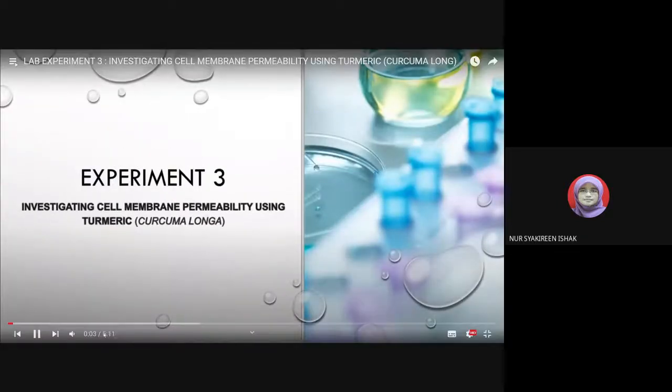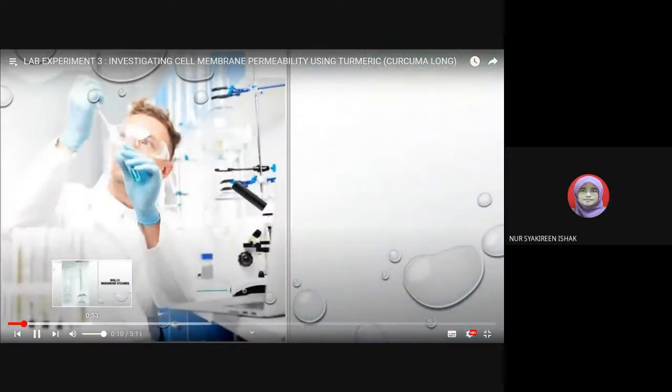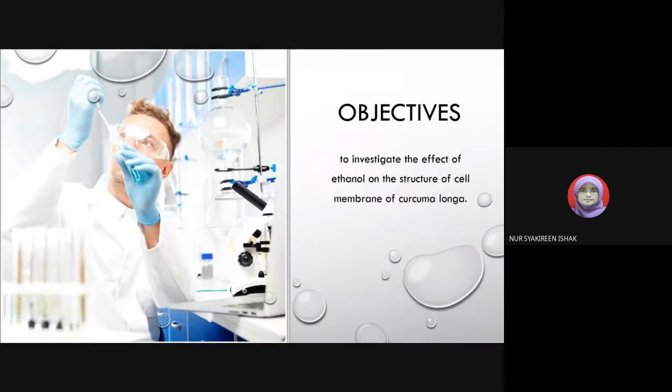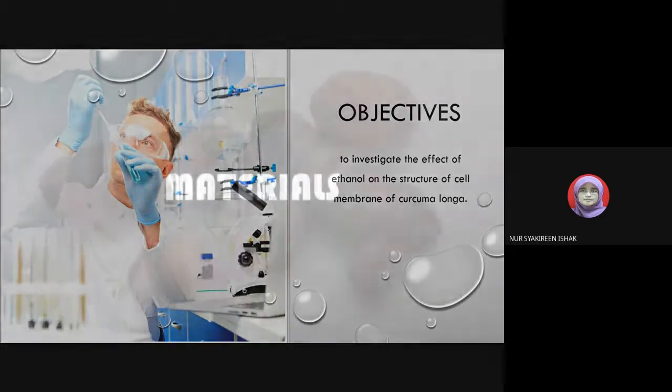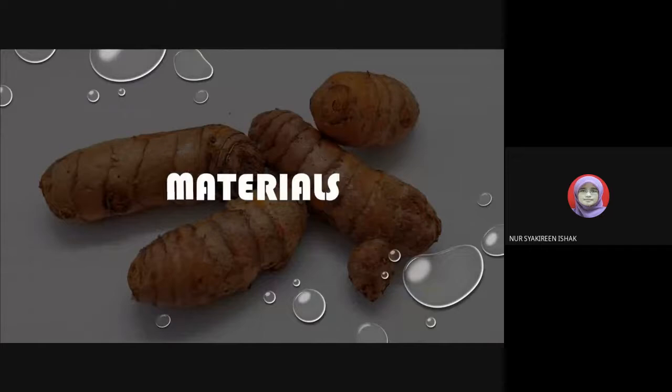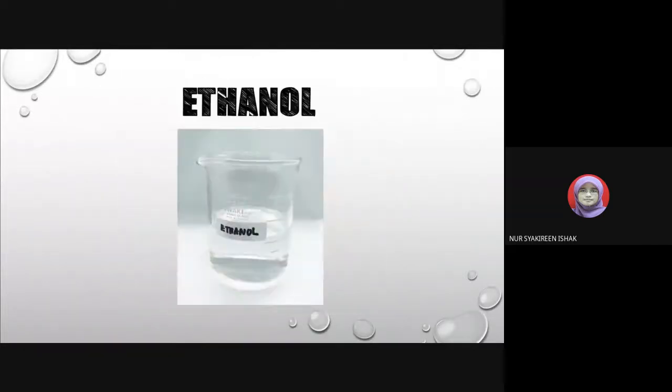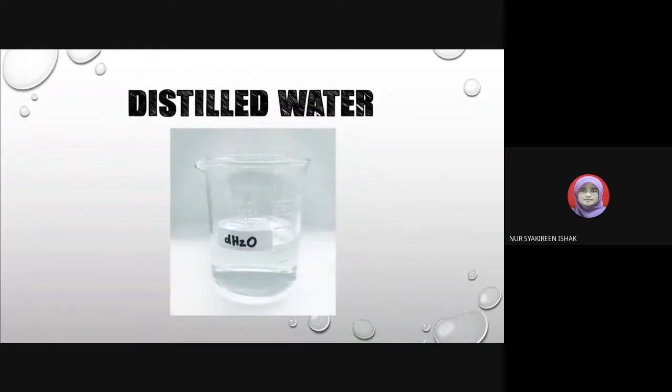Experiment 3. Investigating cell membrane permeability using turmeric, Curcuma longa. This is the last experiment for this semester. In this experiment, we are going to investigate the effect of ethanol on the surface of cell membrane of Curcuma longa. Now, let's take a look at the materials needed in this experiment. We need turmeric or Curcuma longa, ethanol, and distilled water.